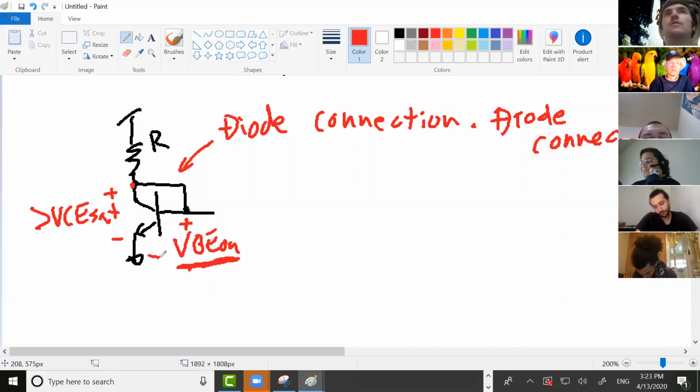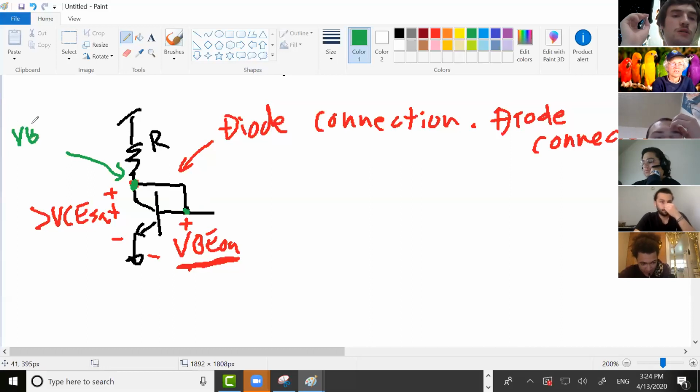Okay. So if this voltage across the base emitter is VBE on, what's the voltage at that node, at the collector? What do you think? This is shorted, so if that's VBE on, you know that that's also VBE on.